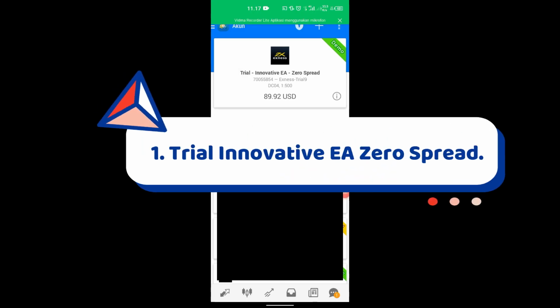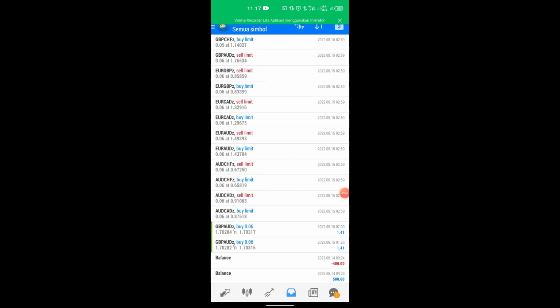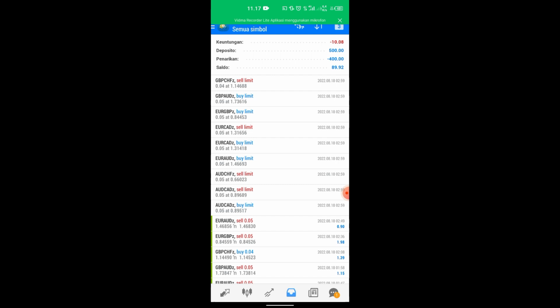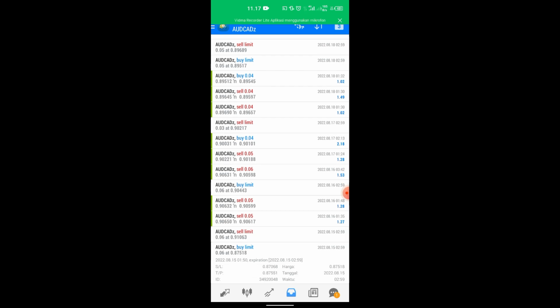One. Trial Innovative EA Zero Spread. Testing. Here I start with a capital of $100. Here we see a loss of $10.08. Later we will see what losses are in the pair. Australian dollar to Canadian dollar zero spread. Get a profit of $7.74 with transaction details as follows. Here a fee is charged for every buy and sell transaction that is taken. But for setting a limit order, of course, there is no charge.